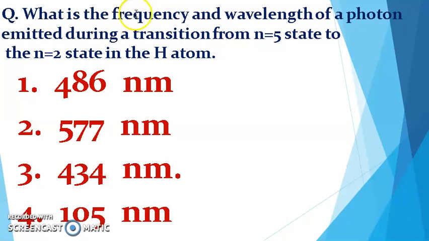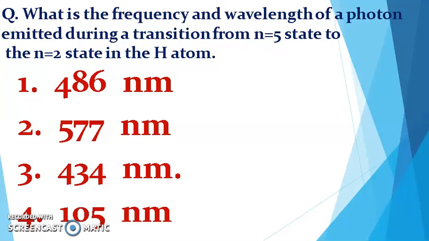So here we have to find out the frequency and the wavelength of the photon emitted during the transition from n equal to 5 to n equal to 2 in the hydrogen atom. They have given four options, and all of them are in the unit of nanometer. So whatever answer you get in meters or anything else, you have to convert into the nanometer unit.